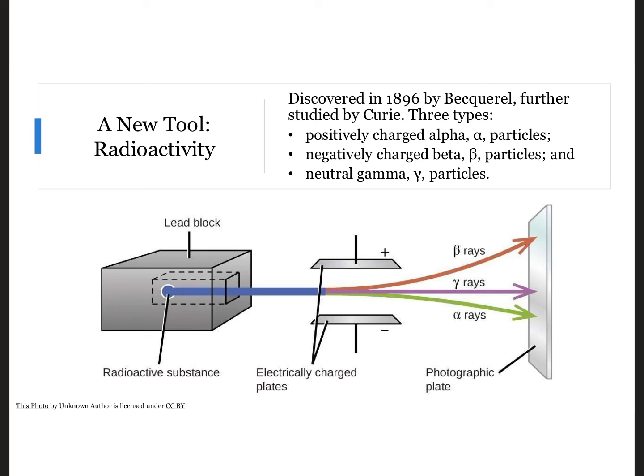Radioactivity was discovered in 1896 by Henri Becquerel and further studied by Marie Curie in the early 1900s. They identified 3 types of radioactivity: positively charged alpha particles, negatively charged beta particles, and neutral gamma particles. These radioactive particles or rays were quickly utilized to probe the structure of the atom.